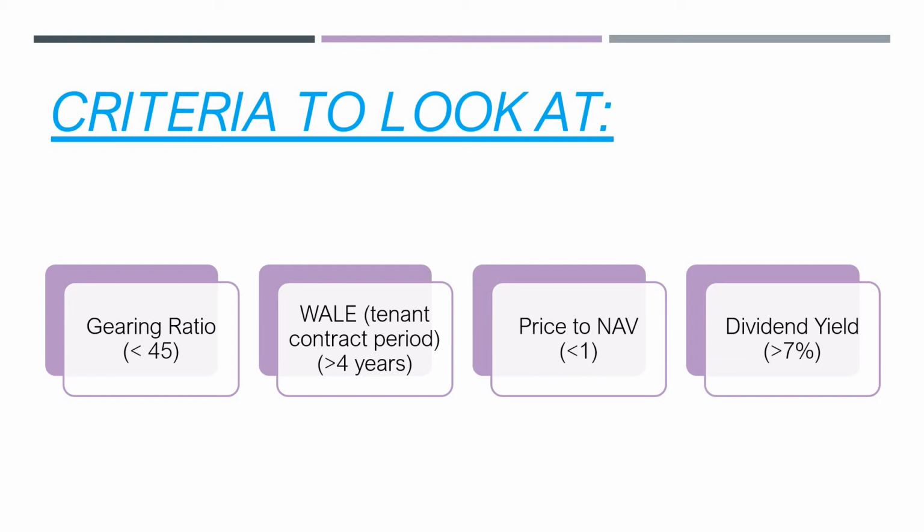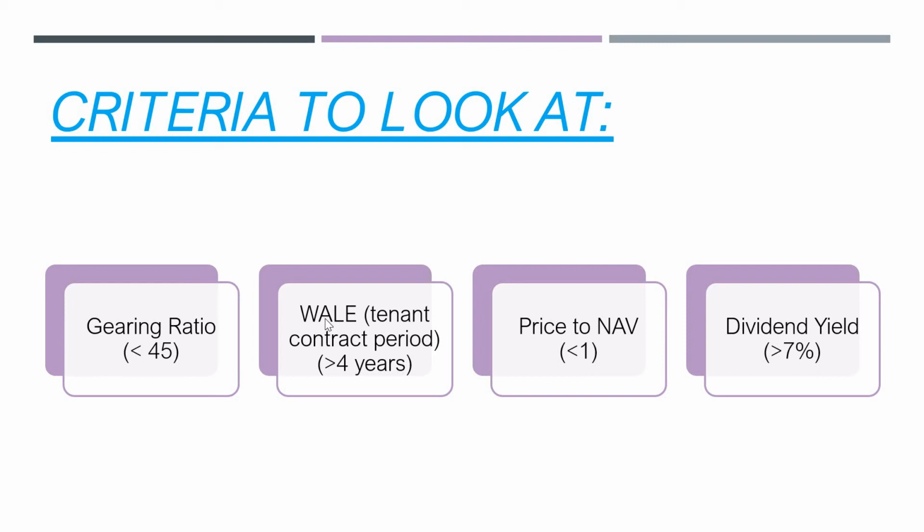Of course, we don't want the company to borrow too much money because it is a double-edged sword. When the company borrows more money, they can either use the money to pay off their maintenance fees or they can acquire more buildings. So you have to be careful if the company has a high gearing ratio. You have to know what they use the money for.